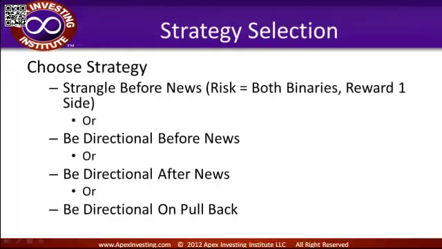There are a few different strategies that you can look at. So you can look at straddling before the news. So the risk would be both the binaries or both the spreads if you're straddling. And the reward, one thing you need to understand is the reward's on one side. The risk is both sides. So if I have $10 risk on one side and $10 risk on the other side, then I have a $20 risk total. So I want to be able to make $20. So if I make the $10 back on one side that was at risk, I need to make another $20. I need to make $30 to have a 1-to-1 risk-reward ratio on the trade.